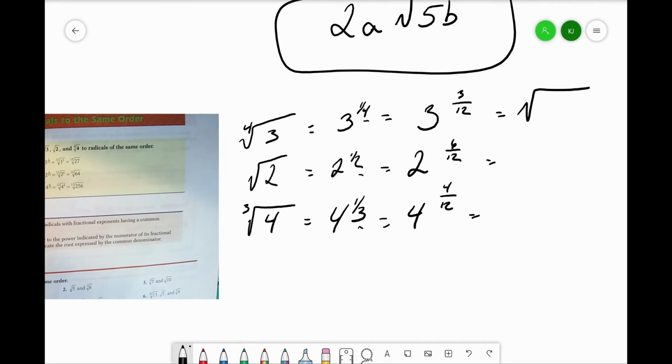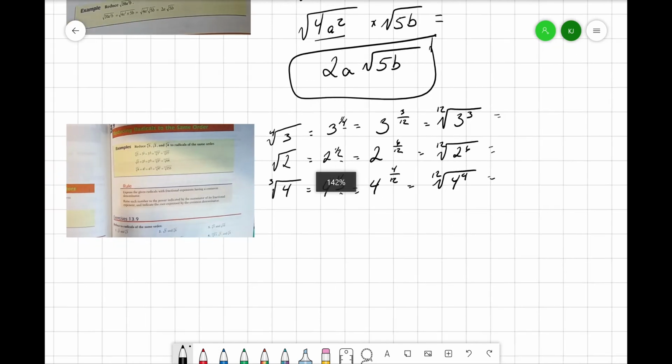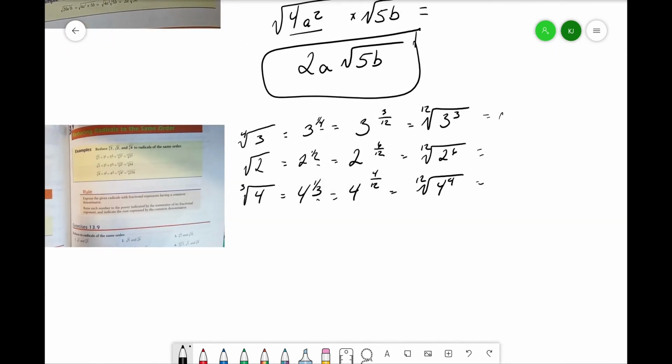And then we can put them back in their radical forms, and then we want to actually cube them and all of that. So then we're left with 27, 64, and 256. So to express a given radical with fractional exponents having a common denominator, raise each number to the power indicated by the numerator of its fractional exponent and indicate the root expressed by the common denominator.